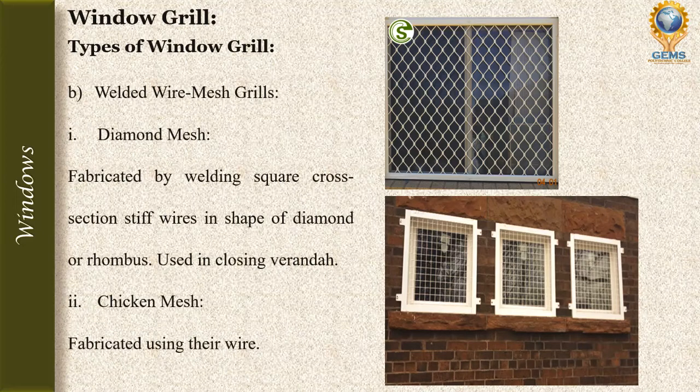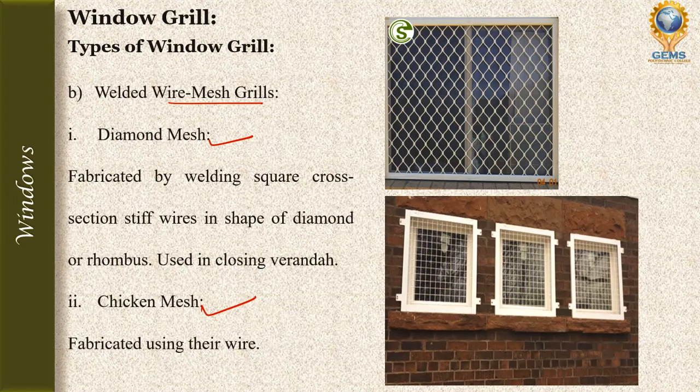Second type is welded wire mesh grills. First one is an MS rod. Here we are using the steel wire, so the diameter will be very less. In the welded wire mesh, there are two types. One is diamond mesh. Another one is chicken mesh.